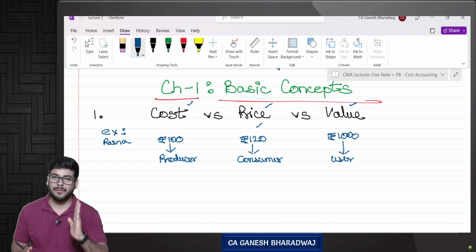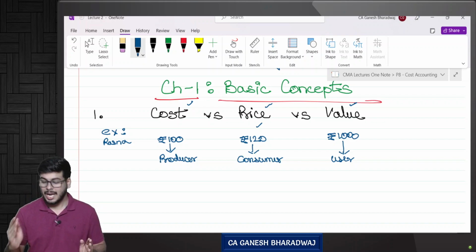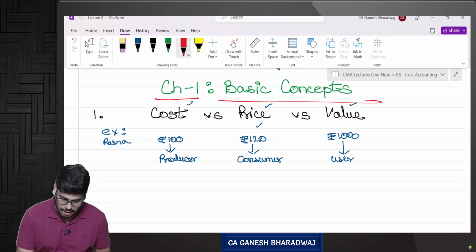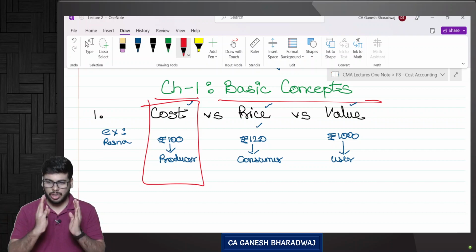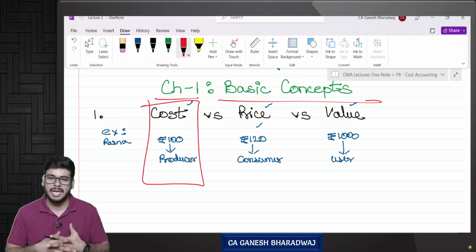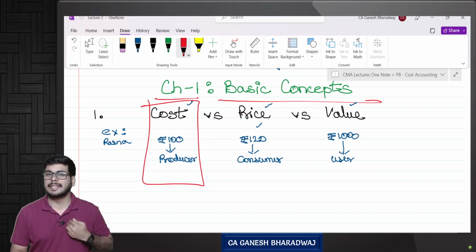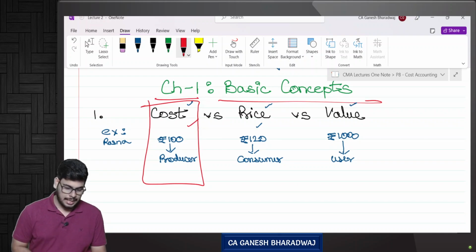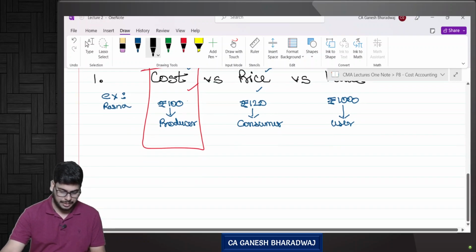So cost is always from the viewpoint of the producer, price is always from the viewpoint of the consumer, and value is always attached from the viewpoint of the user. And in our subject, the focus is on cost. Always remember that cost, price and value are three different terminologies that cannot be mixed and interused. So cost is always from the viewpoint of the producer, and that is what we will be looking at in this particular subject called cost accounting. Are you all clear with this? Yes. Now let's move to the next concept of this particular chapter.